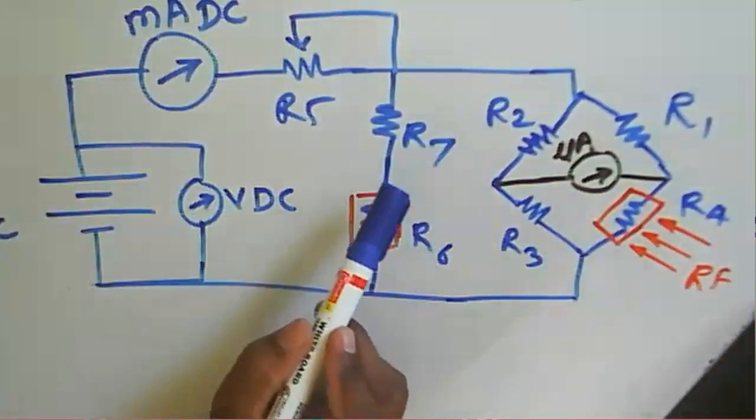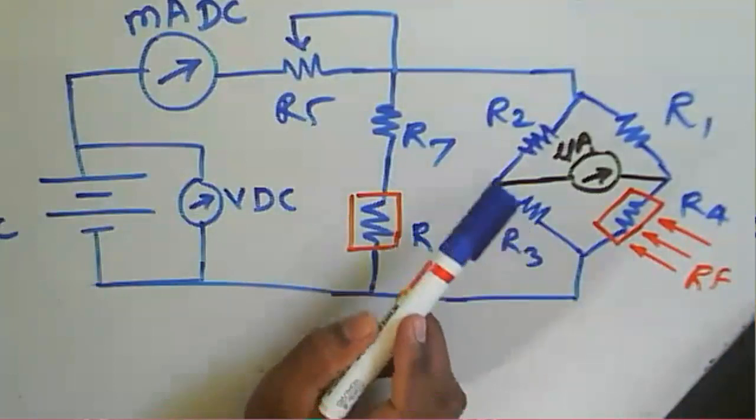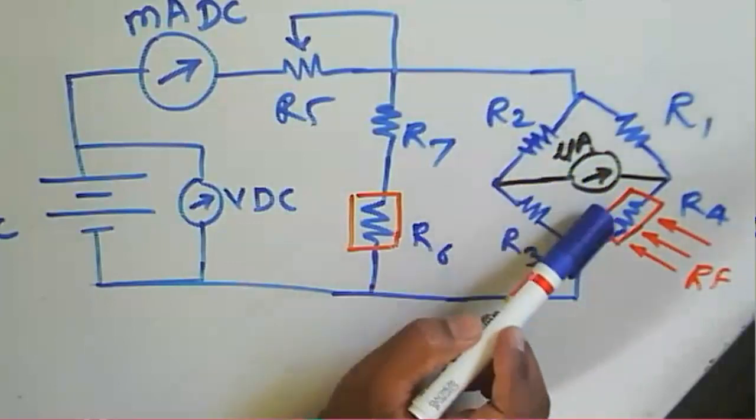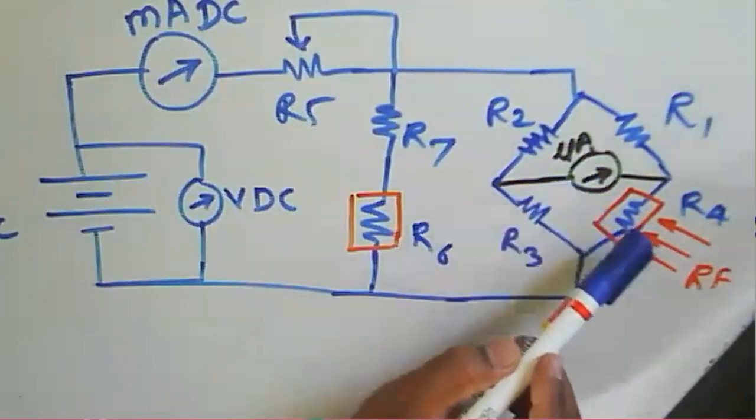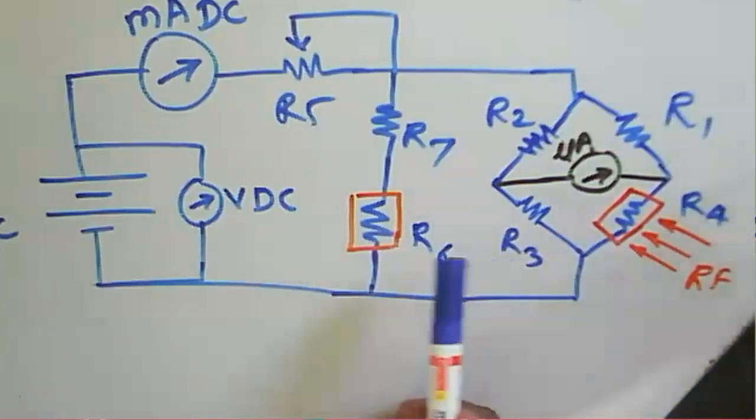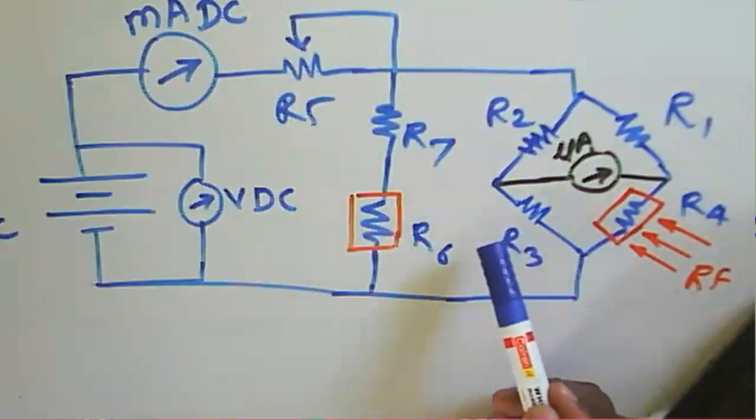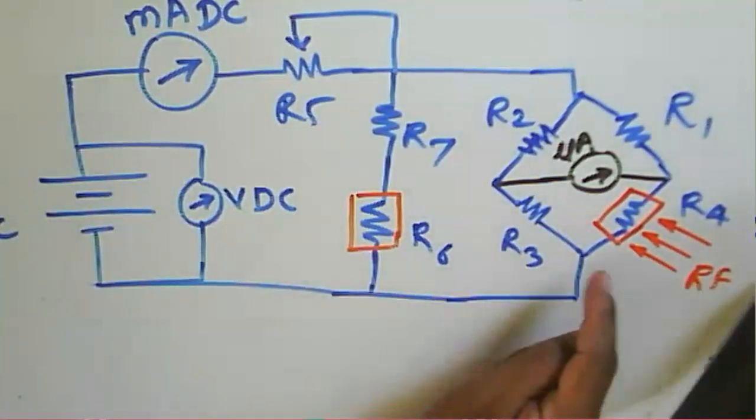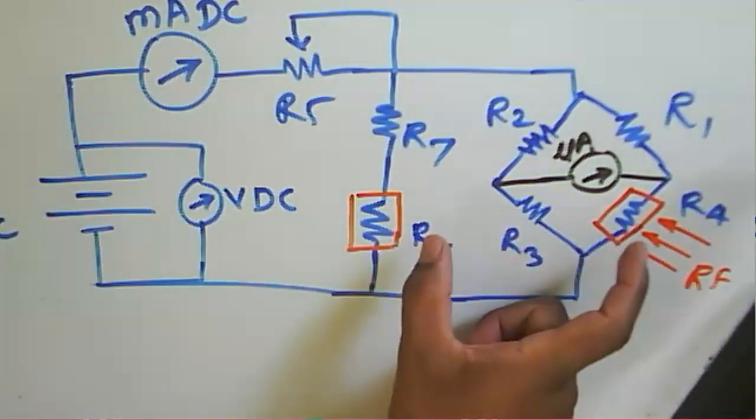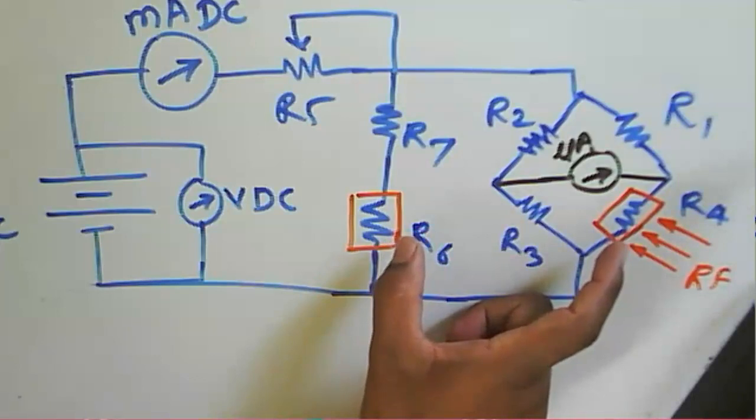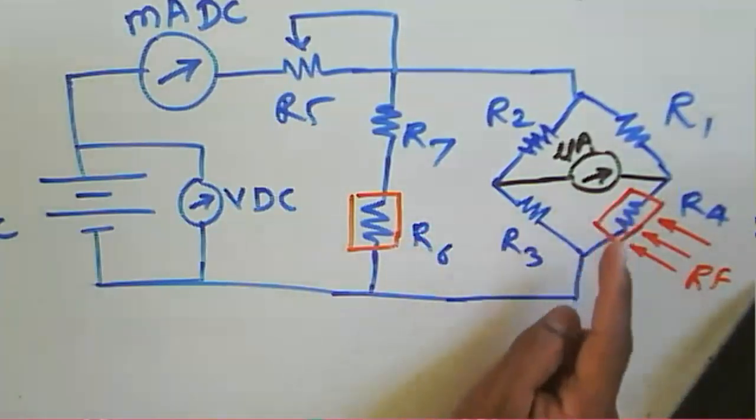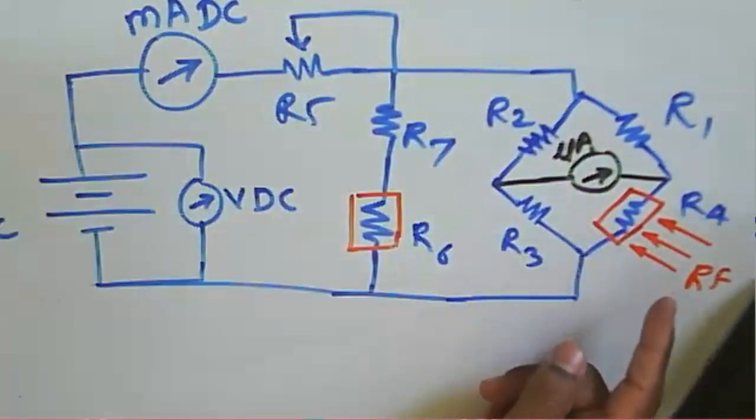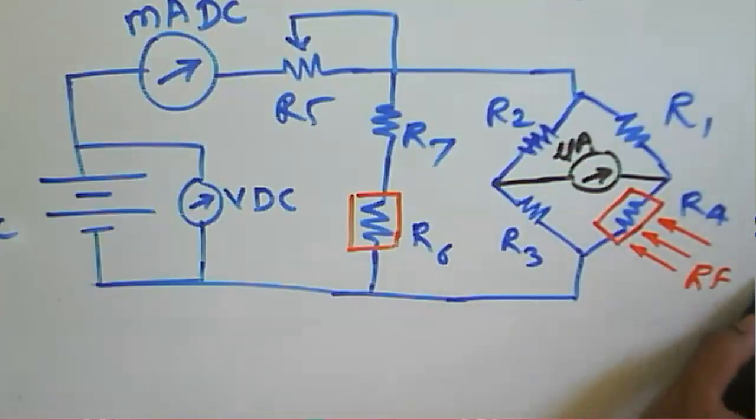Now in the case of this circuit, these are the different resistors used. R2, R4, R1, R3 are identical. That is why we say the bridge is a balanced one. Now RF, R4 and R6, these are the thermistors, so the same values are to be used. So if any changes occur, both will change at the same time, and a variation in the resistance occurs. But the RF signal is applied only to this thermistor, instead of this one.